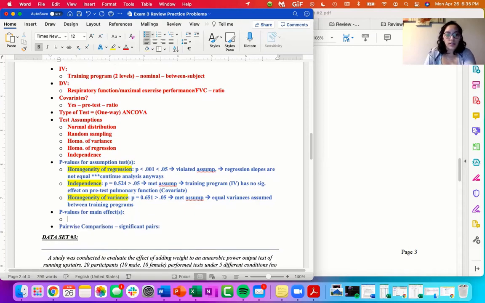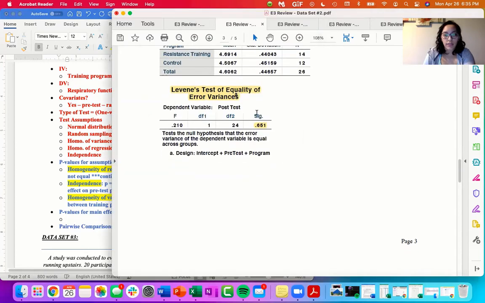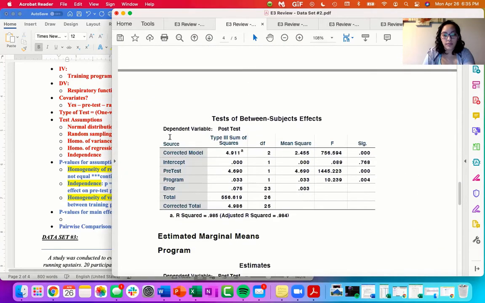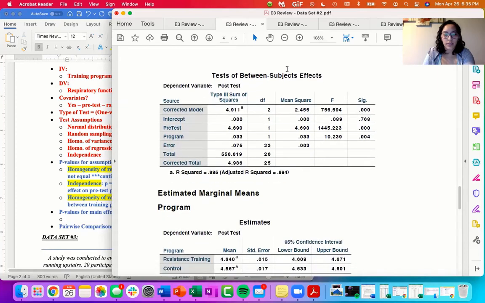Okay. So then we can look at the main effects, which are after the second Levene's test in our test of between subject effects box. So again, post-test is our dependent variable. And we're going to be looking at what p-value for the main effect of our ANCOVA. Don't you use the independent variable? So it would be program. So it's 0.004. Yep.